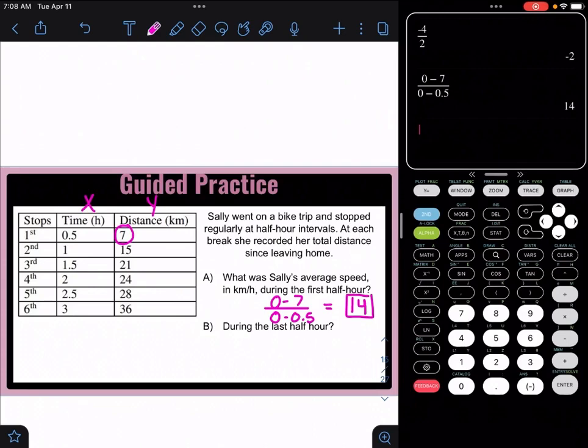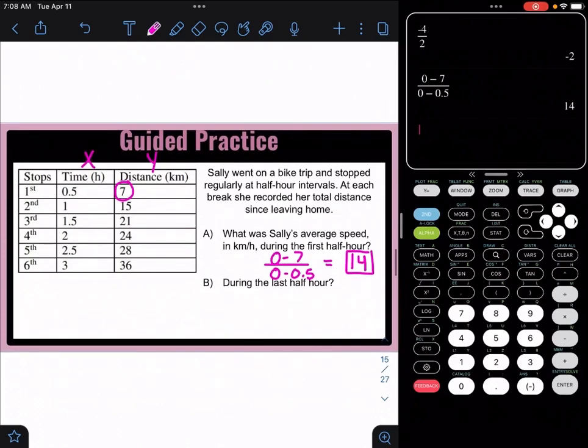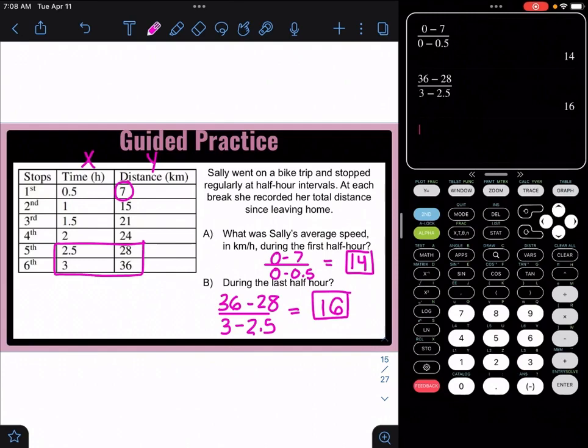And let's see during the last half hour. All right, during the last half hour with these points right here. All right, so this is my x2 would be 3, my x1 would be 2.5, and then 3 goes along with 36, and 2.5 goes along with 28. All right, let's type this in the calculator. 36 minus 28 over 3 minus 2.5, and we get 16. So she started getting faster during her trip.